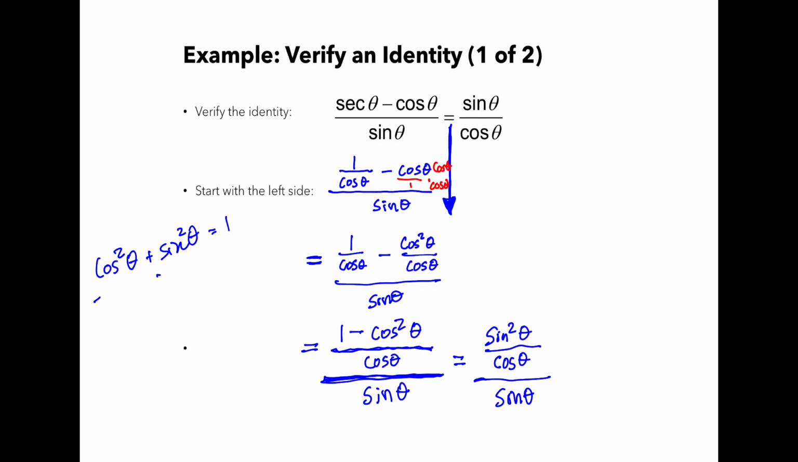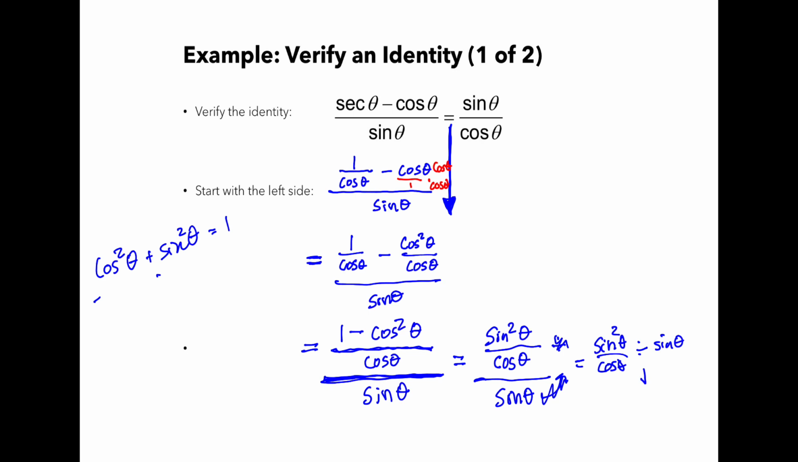And if I were to write this out, remember a fraction is a sort of division. I mean, it is a division. It's a form of division. So we can take this sine out here and rewrite this as a separate expression: sine squared theta over cosine theta divided by sine theta.